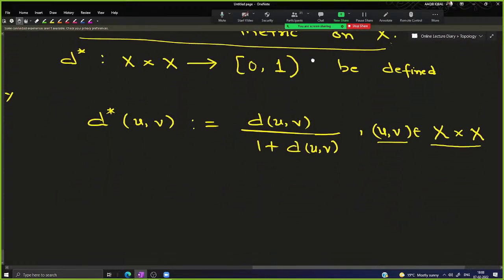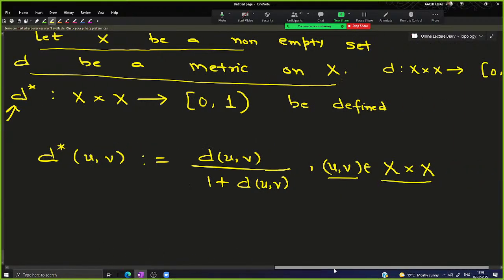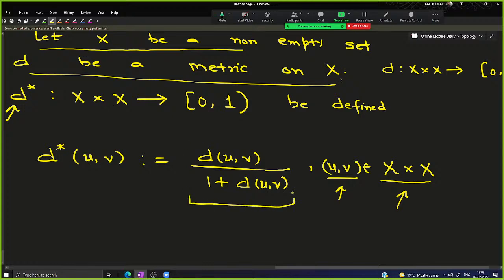अब using this d मैं एक और मैपिंग डिफाइन कर रहा हूँ जिसको मैं d star से denote कर रहा हूँ. अब इस d star का action क्या है? Action इसका इस तरह से. If you take an element u comma v in X cross X, इसकी जो d star image है it's defined to be this. पहले आप देखिए does it make sense. मैं आपसे कह रहा हूँ it makes sense. Why? Because d is a mapping from X cross X into [0, infinity), so therefore this d of u comma v must be a member of [0, infinity).